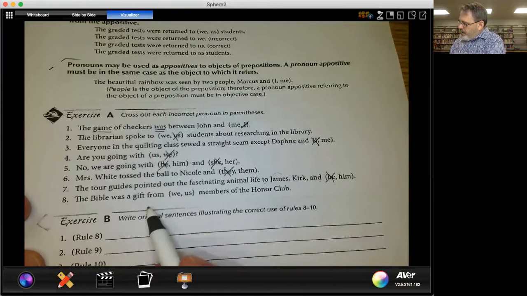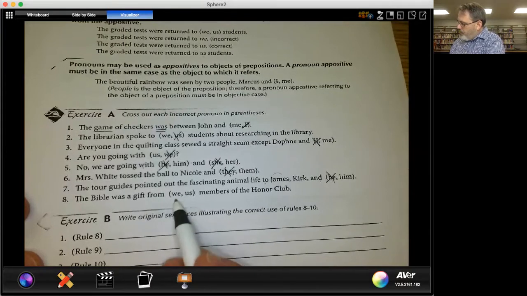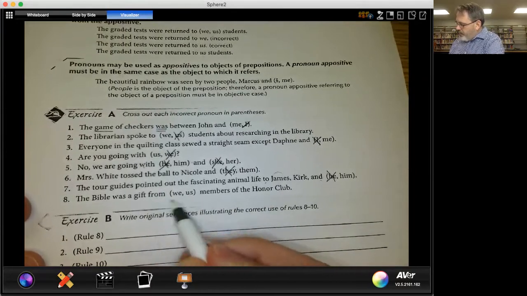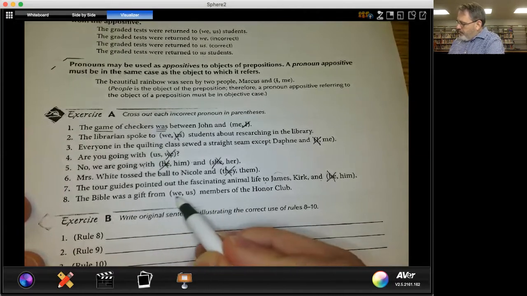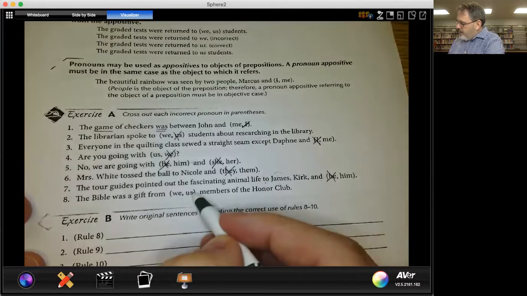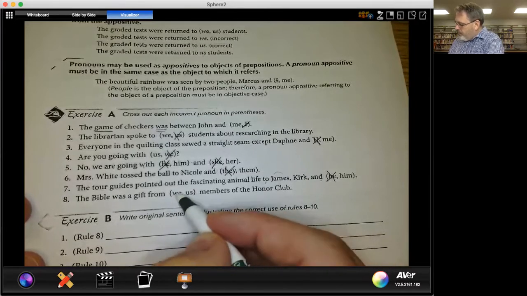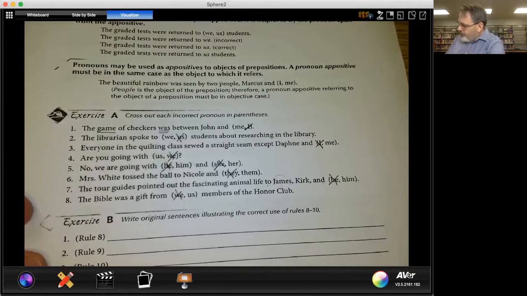The Bible was a gift from us or from we, members of the Honor Club. In this case, it's a prepositional phrase right there, from us or from we. And then members would be in apposition, from us members, because us is objective case. Me, you, him, her, it, us, you, them, and whom.